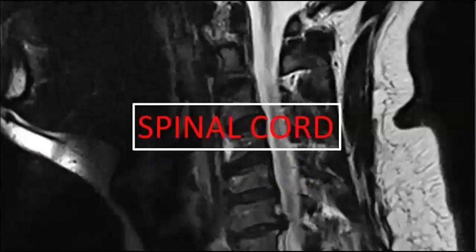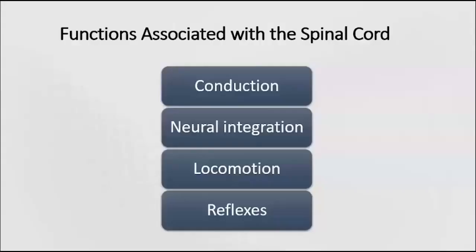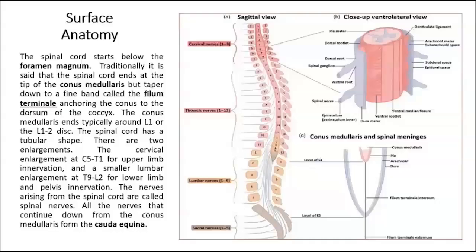The spinal cord functions in conduction because it allows us to take information up and down the spinal cord. Neurointegration: there's a lot of neural coordination that happens at the level of our spinal cord. Locomotion involves a continuous movement and coordination of muscles to walk, and this coordination happens at the level of the spinal cord. Reflexes are also another very important function because reflex coordination happens at the level of the spinal cord.